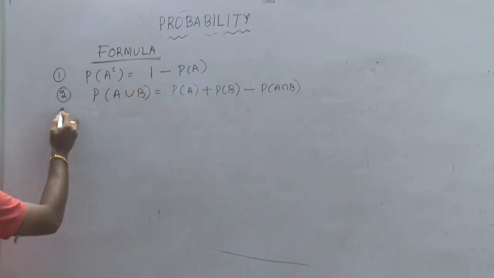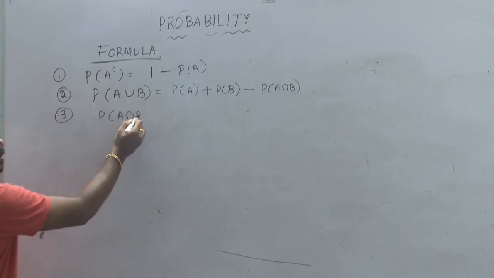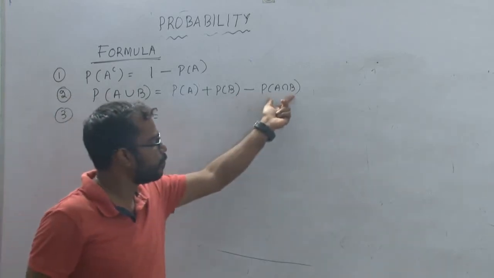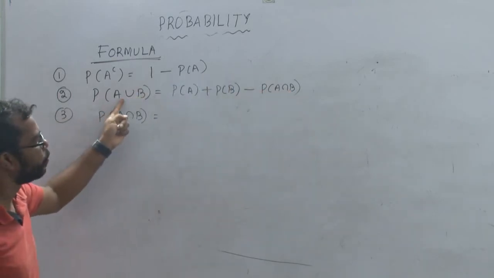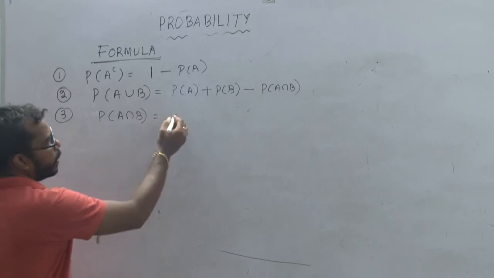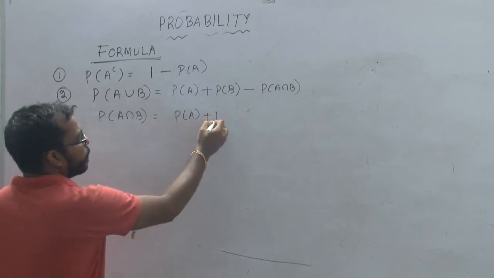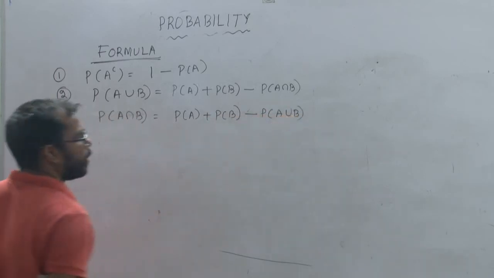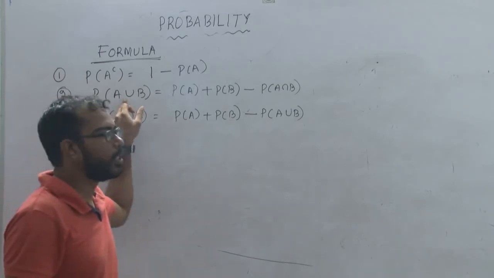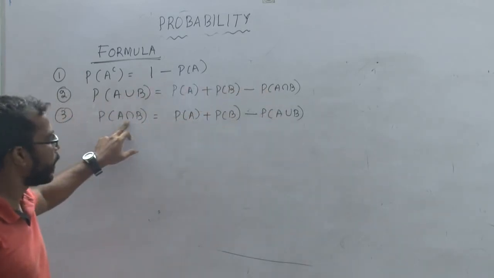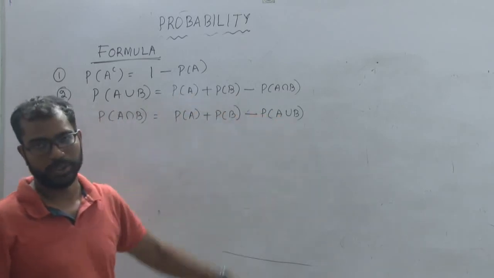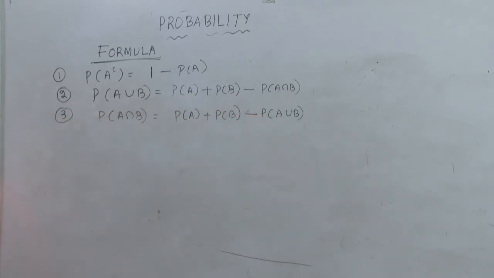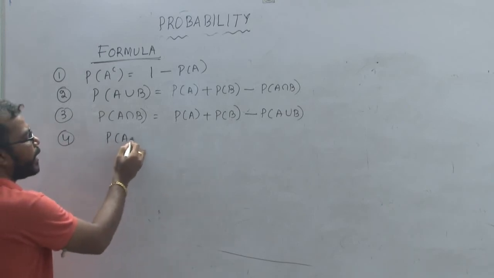If you take your union, then you can write here the intersection form. So in this case, we can take the intersection to the left hand side, and then the union can be taken to the right hand side. So you can write here the probability of A plus the probability of B minus the probability of A union B. Similarly, if you take union, then you can write intersection. If you take intersection, then you can write union. So this is a similar formula that you can write.